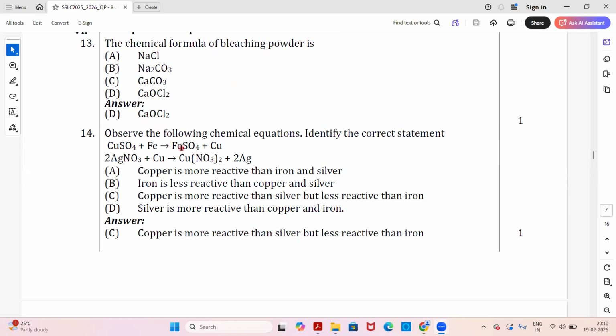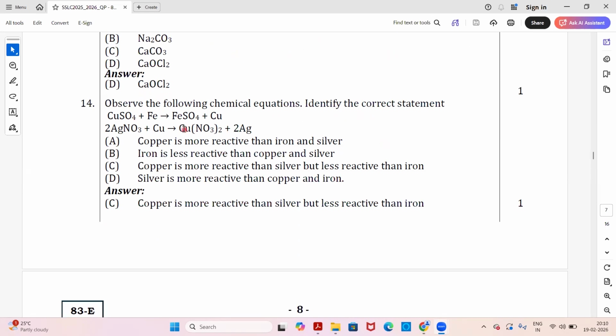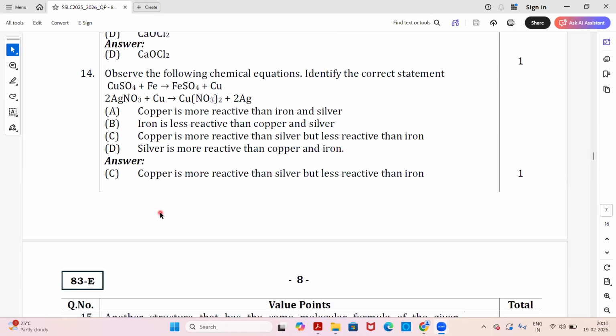Then question 14, observe the following chemical equation, identify the correct statement. So this is the chemical equation and the right answer is option C. Okay.